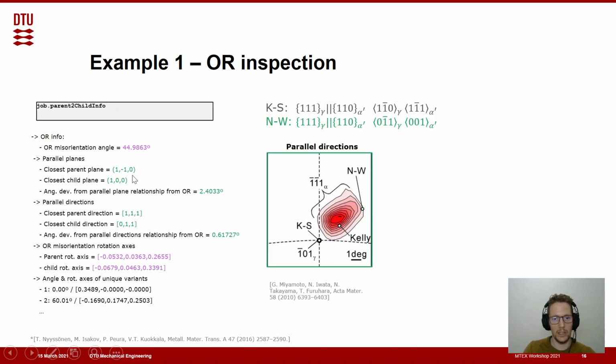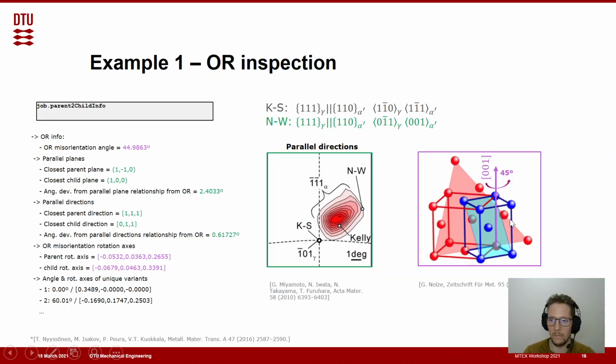But what we see now is that this, what we usually know as a direction here, and is written as a plane here, is 2.4 degrees off experimentally from this closest rational. And this is actually very close to having Nishiyama-Wassermann here as the closest rational orientation relationship, and then having 2.4 degrees, that's roughly what we see right here. So this actually confirms what literature shows us as well.